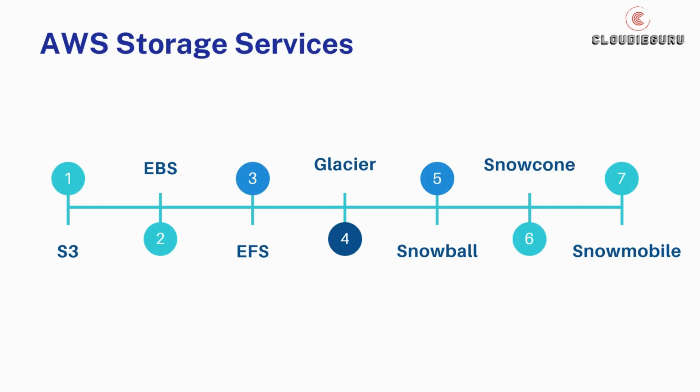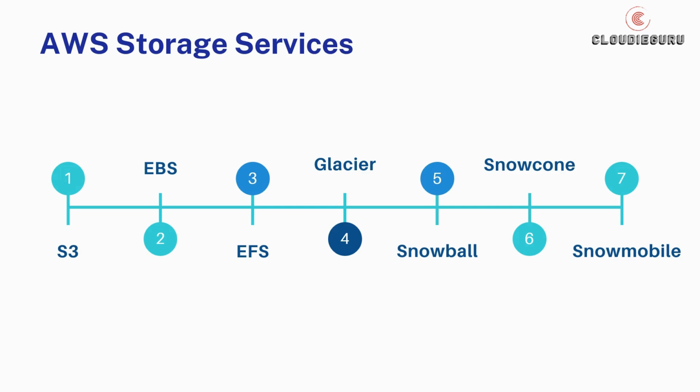Now, let's have a look at some of the storage services provided by AWS. First is S3, or Simple Storage Service, which is an object storage. Second is EBS, Elastic Block Storage, which is a block storage. Third is EFS, Elastic File Storage, which is file storage. Fourth is Glacier, which is an object storage specifically for data archiving purpose.